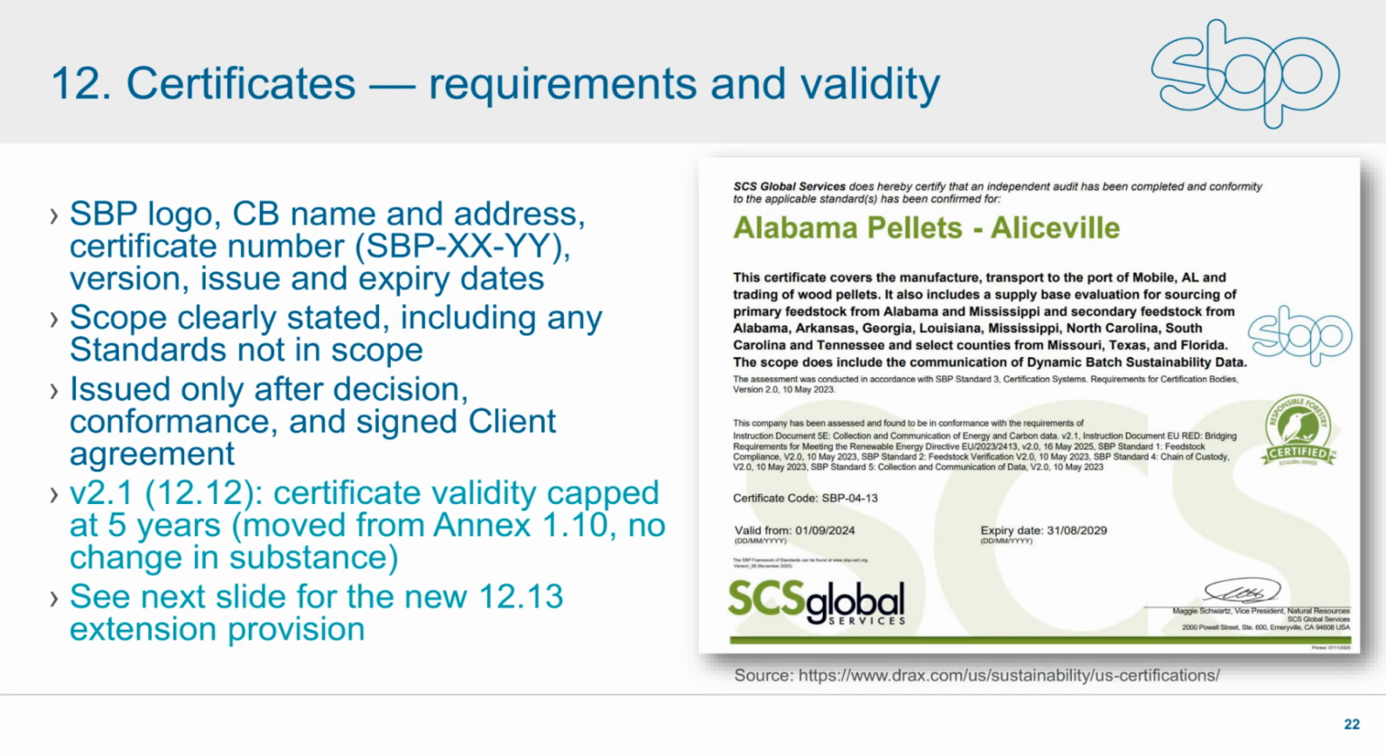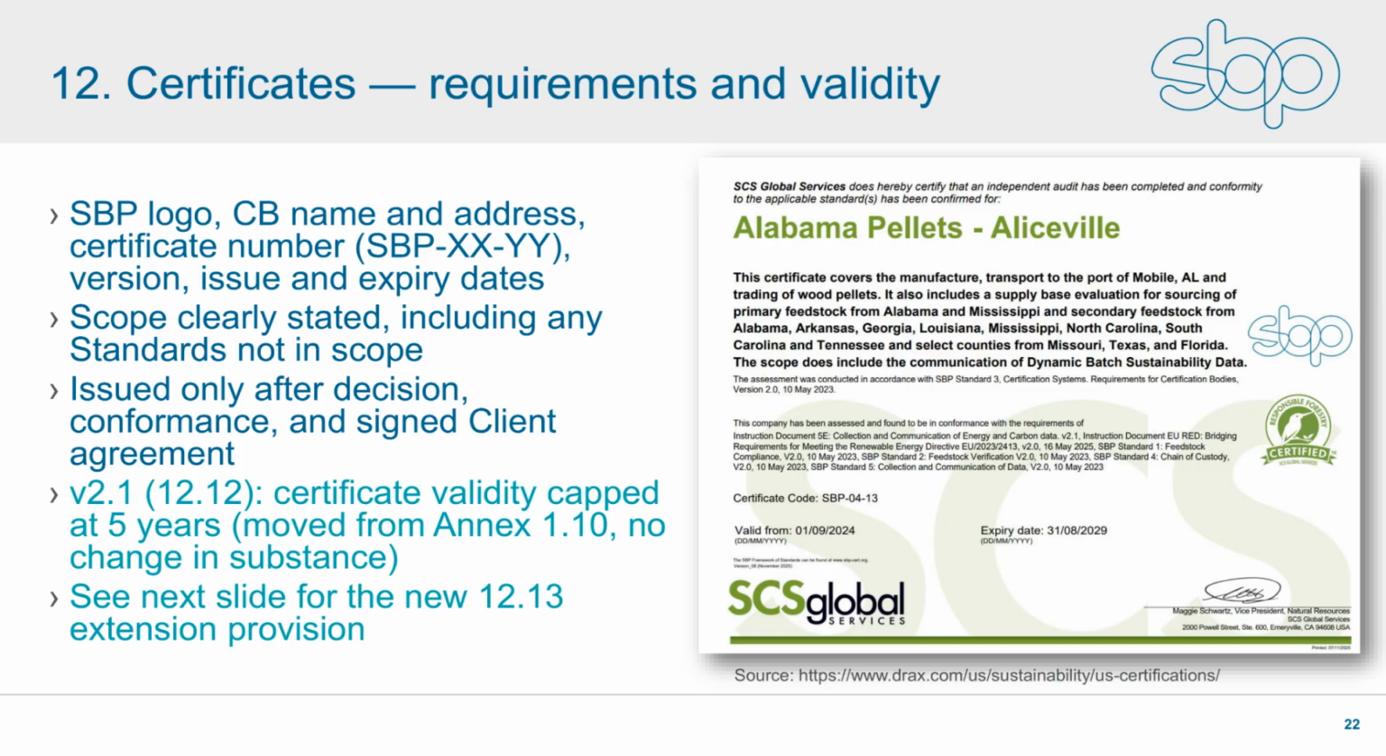Section 12 covers the requirements for SBP certificates themselves. Most of this is technical. The formal certification documentation must identify the SBP logo, the name and address of the certification body, the CB certificate number, the name and address of the certified organization, the full name and version of the SBP standards evaluated, the certification scope including any standards that are not in scope, the SBP certificate number in the format SBPXXYY, the certificate version, the issue and expiry dates, and the CB signature.